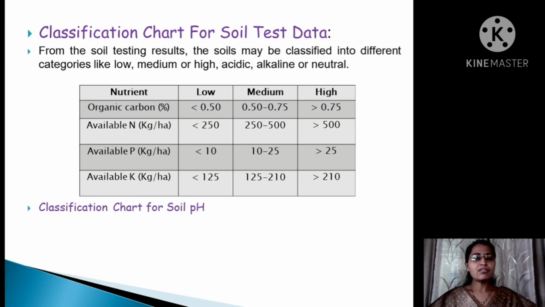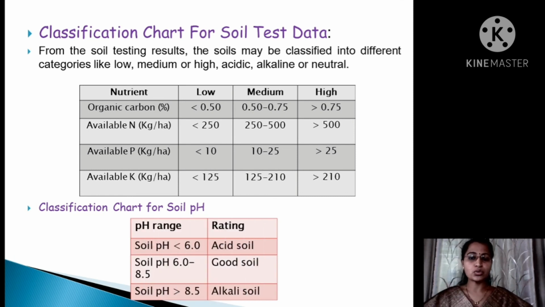Now we go for the classification chart for soil pH. According to soil pH, we categorize the soil. If the soil pH is less than 6.0, it is called acid soil. While if soil pH is between 6 to 8.5, it is called good soil. And if the soil pH is greater than 8.5, then it is categorized as alkali soil.